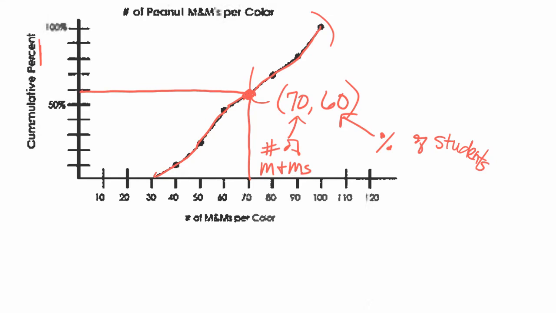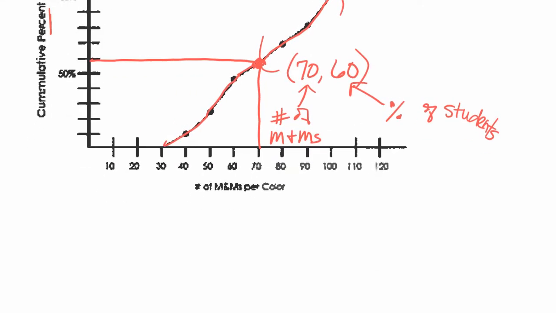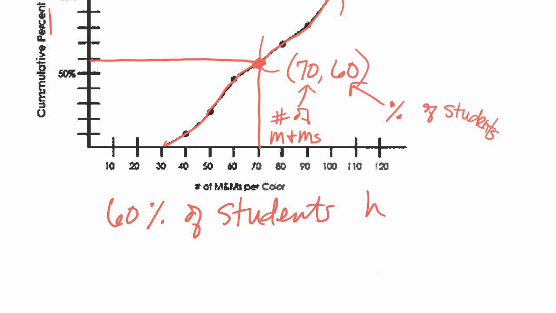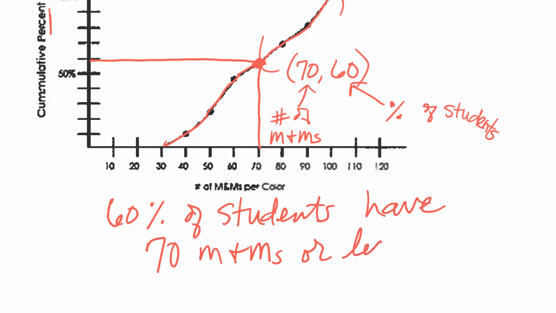60% of students is an awesome start, and even though a sentence is not supposed to start with a number, we're going to do it just for simplicity's sake. So let's start it out. 60% of students, that's the right start off, have, and we're just going to go 70 M&Ms or less. Now, Tyler had added more detail to that. He said 30 up to 70.